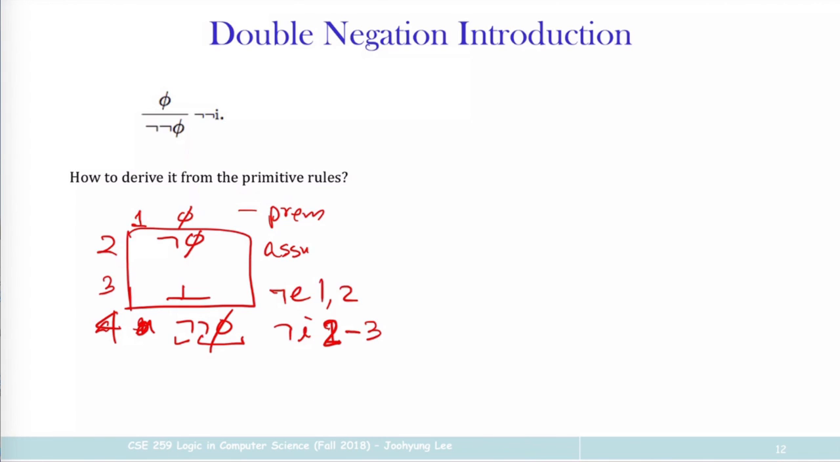So again, you can derive double negation of phi from phi without using the double negation introduction rule. In that sense, the double negation introduction rule is a kind of macro. You don't have to rely on it, but if you have a macro, sometimes your program becomes simpler.